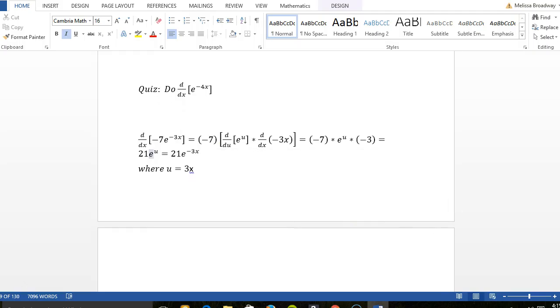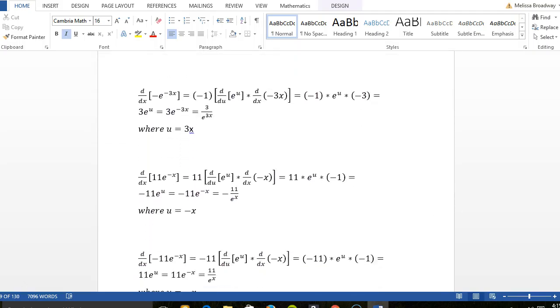And what else? If you stick an understood negative 1 in front, which is just a minus sign, you yank out negative 1 and keep it out in the code until the very end. And you'll just get 3e to the negative 3x. And this time I actually went all the way and wrote it as 3 over e to the 3x. But anyway, and we let u be the appropriate.